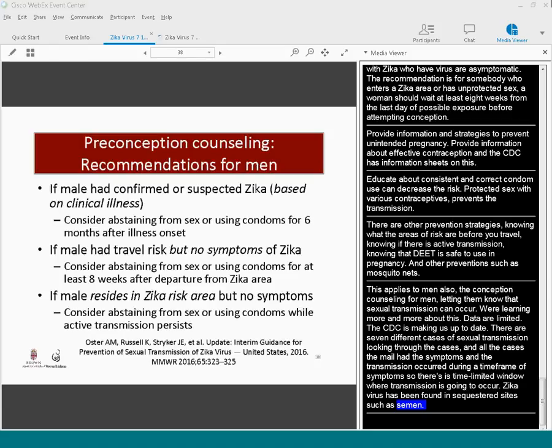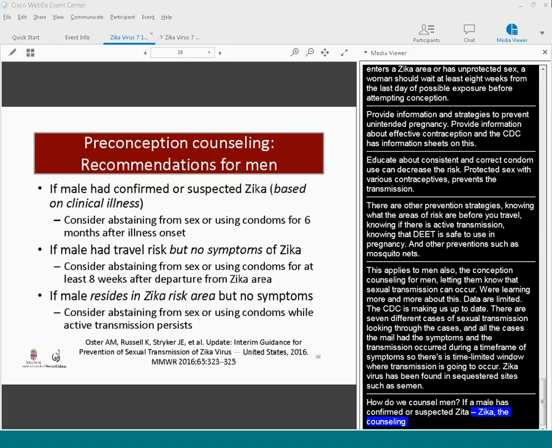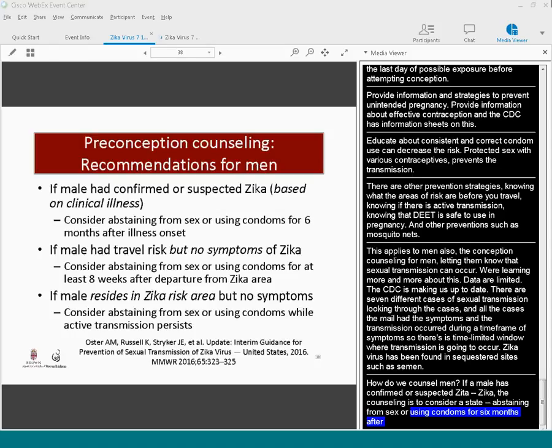So how do we counsel men? If a male has confirmed or suspected Zika, so that's based on clinical illness, like if they had symptoms that were consistent, the counseling is to consider abstaining from sex or using condoms for 6 months after illness onset, and that is because of the detection of Zika virus in the semen, even though we don't know if it's transmittable out that far.